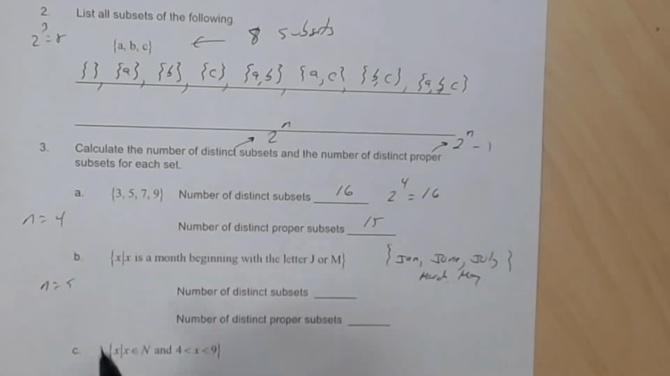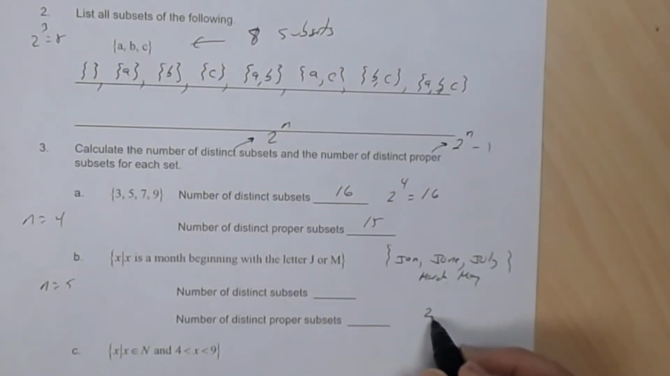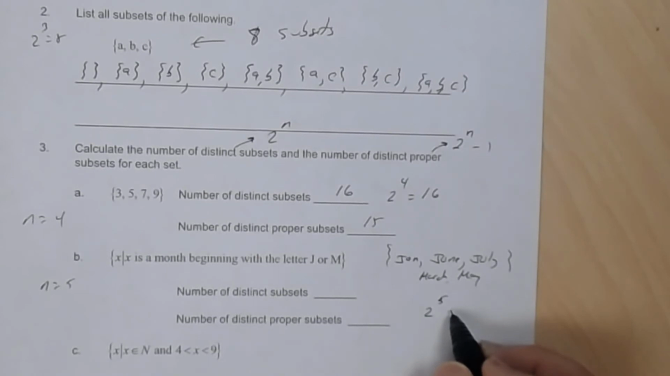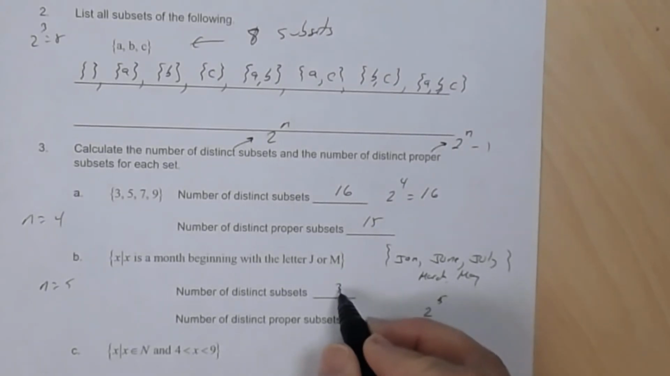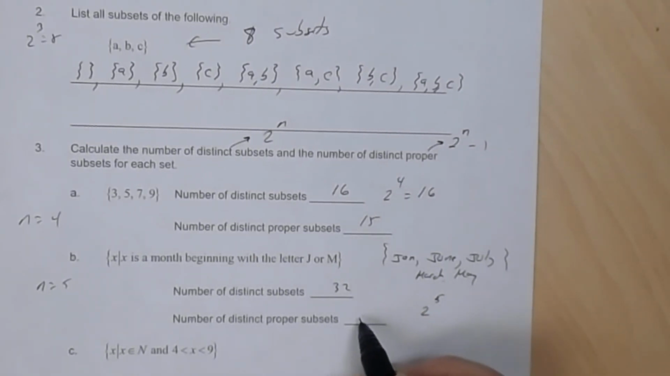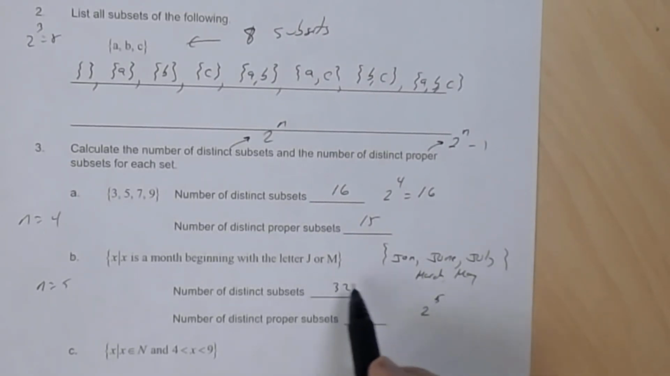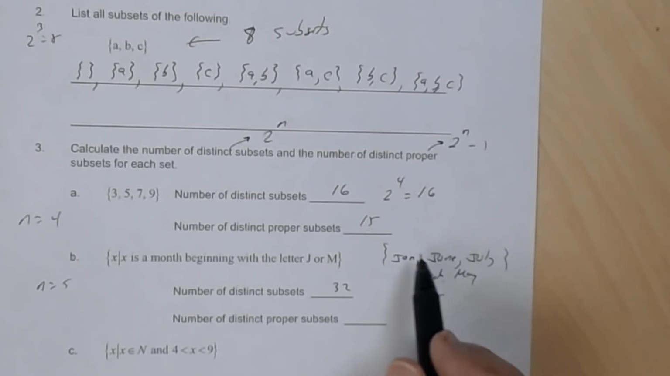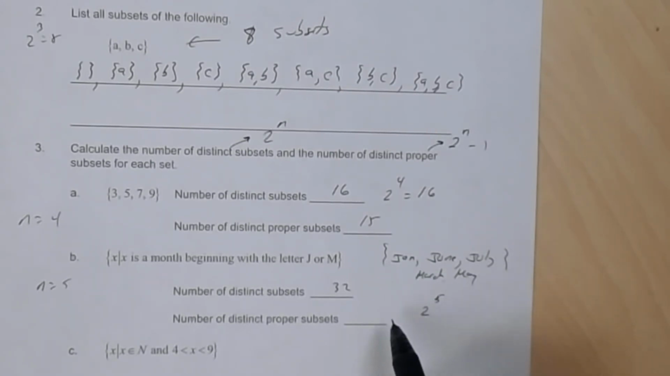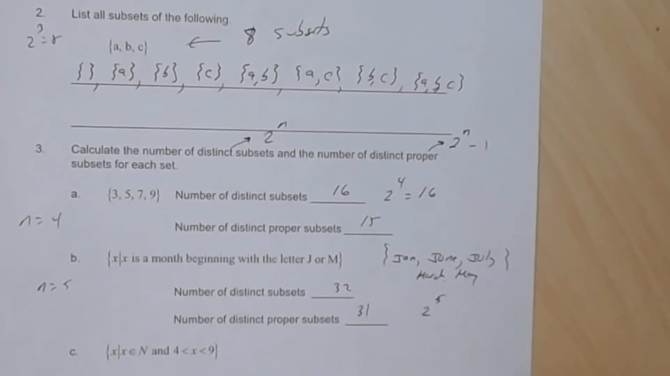So this is going to be 2 to the 5th power, and just use your calculator. 2 to the 5th power is 32. And so the proper subsets, if you were to list all the subsets, there'll be 32 of them. You take this one away, and that'll leave you at 31. So it'll be the number of proper subsets.